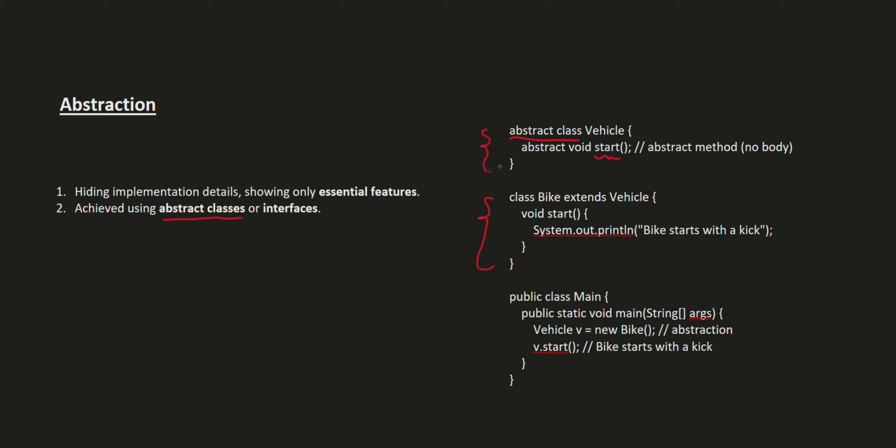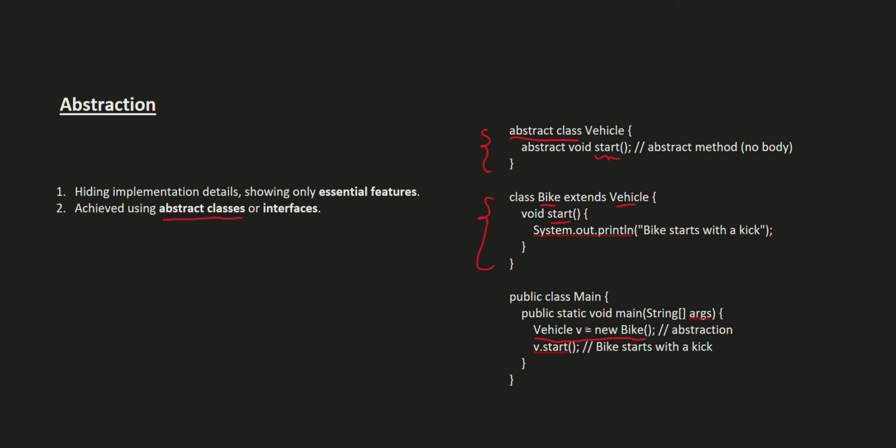This is the parent class Vehicle and the child class Bike. The child class extends the parent class, and the actual implementation of the start method is present in the child class. So, hiding implementation details and showing only essential features. It just shows the feature and does not say the actual information contained in it. So it is achieved using abstract classes or interfaces. In this example, we achieved it using an abstract class. So this is where abstraction happens.